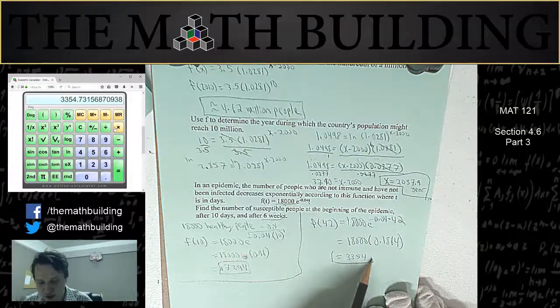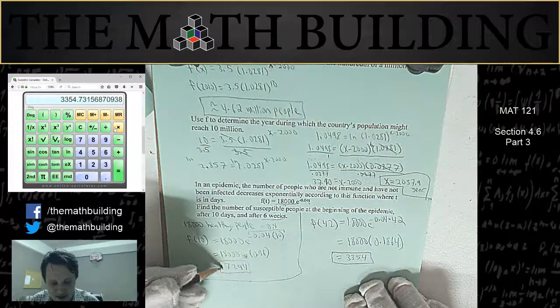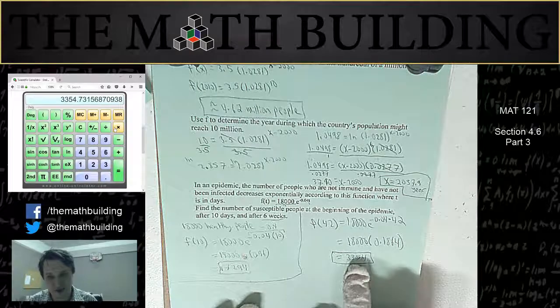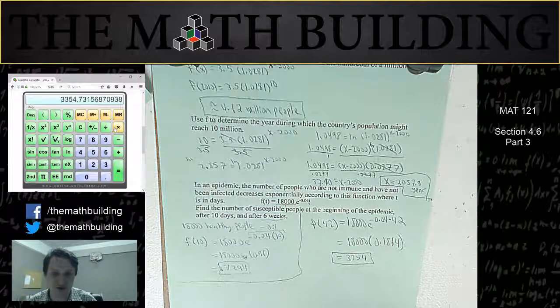So you see why there's a lot of urgency when there's an epidemic to help people. In 10 days, we were at 17,294, but then 6 weeks after the initial infection, we're only down to 3,354 healthy people left.